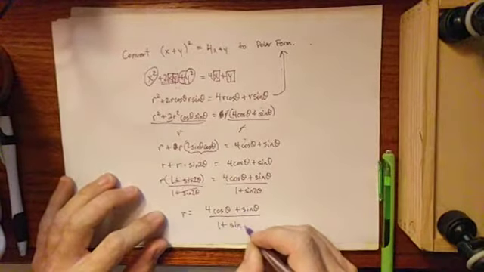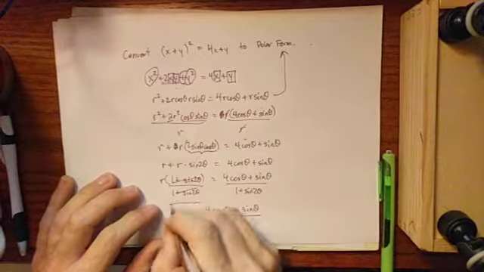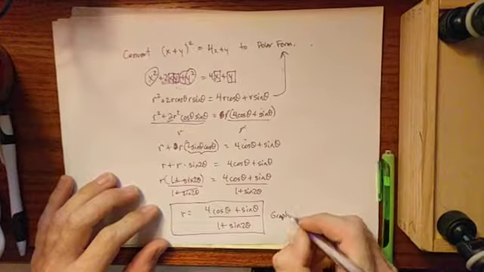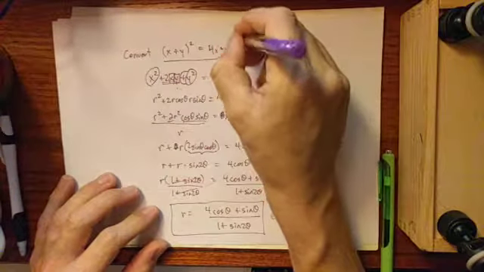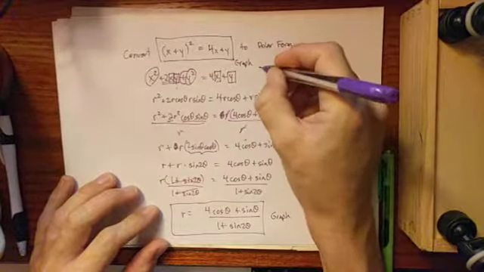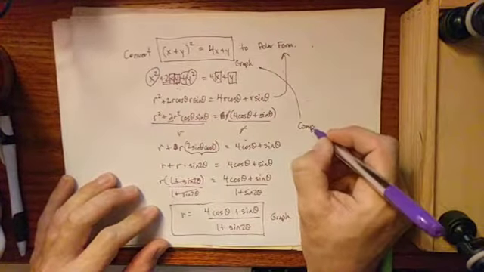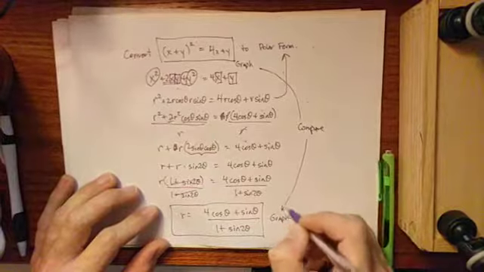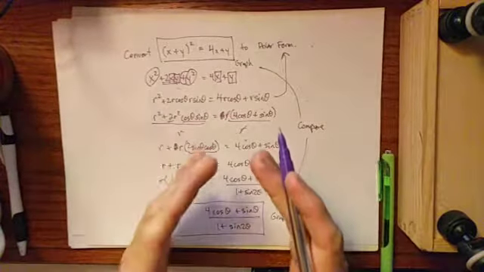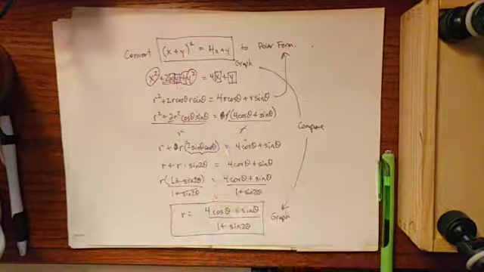But you get a really cool graph if you graph this in Desmos, and you graph this in Desmos and you compare the two graphs, you get the same thing, and it's a rotated parabola. It's a parabola that's kind of like rotated like this. It's pretty cool.